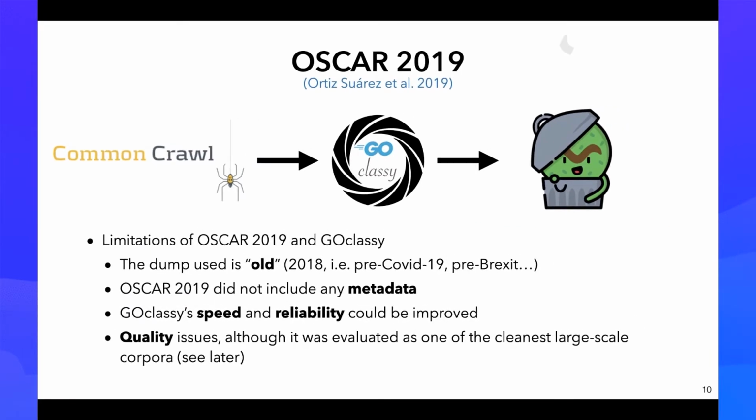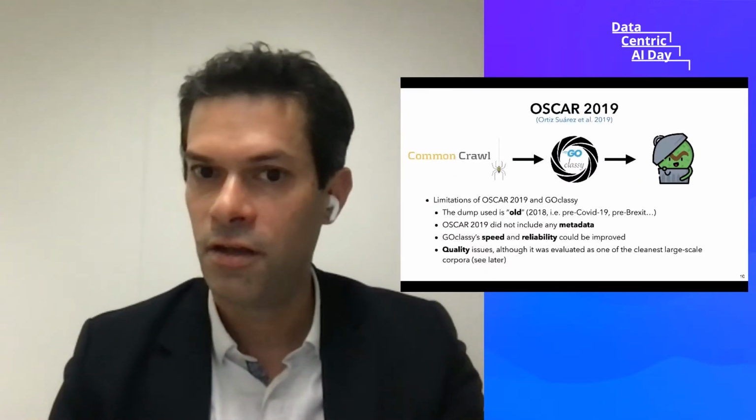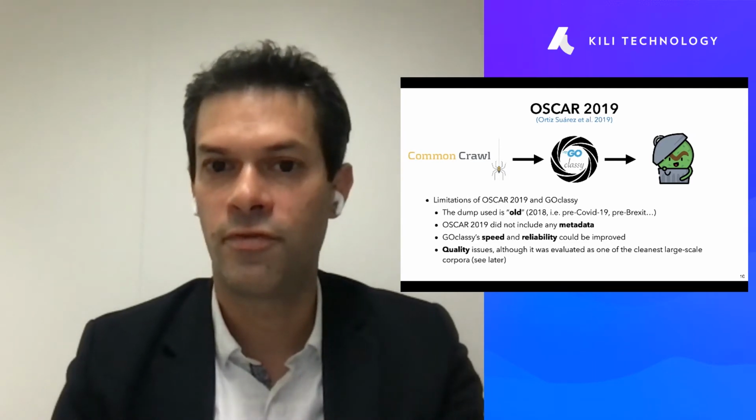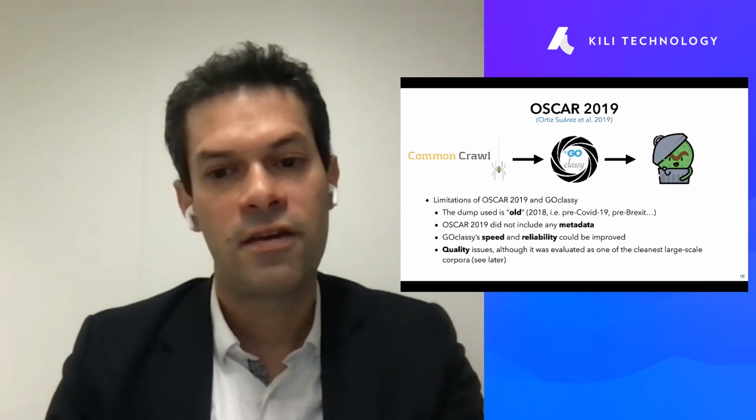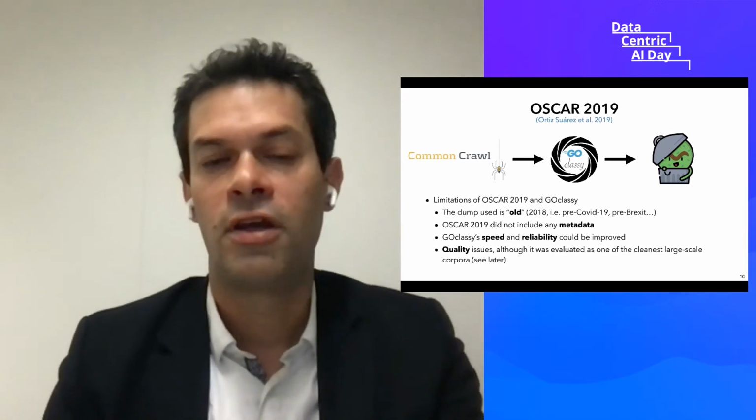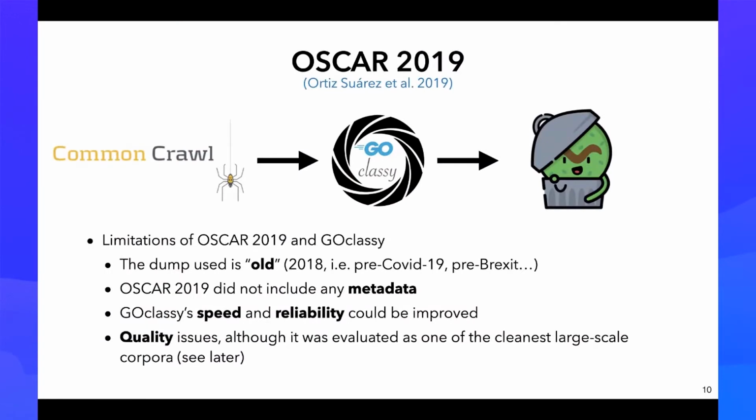There were a few limitations regarding OSCAR 2019, and especially today. The dump we used is from 2018, so basically OSCAR doesn't know about COVID-19 and is pre-Brexit. OSCAR 2019 did not include any metadata associated with the raw data. Goclassy's speed and reliability was clearly improvable, even though it was an improvement over the fastText pipeline. And we had identified a number of quality issues, although it was, to be fair, evaluated as one of the relatively cleanest, largest scale corpora, as I shall discuss a bit later.